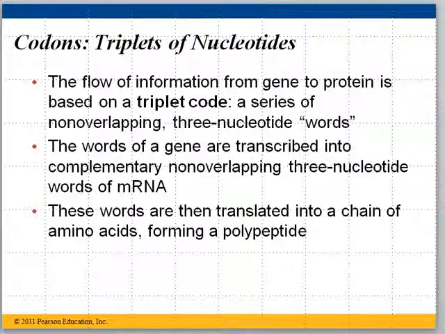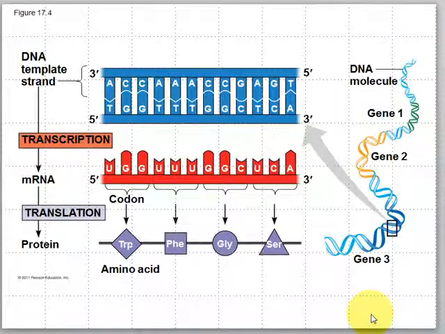The words of a gene are transcribed into a complementary, non-overlapping 3 nucleotide word of messenger RNA. So we go from a gene, which is DNA, and that gets transcribed into messenger RNA. And then from messenger RNA, those words are translated into a chain of amino acids, which forms the polypeptide, which eventually would bend and fold or combine with another polypeptide to form a protein.